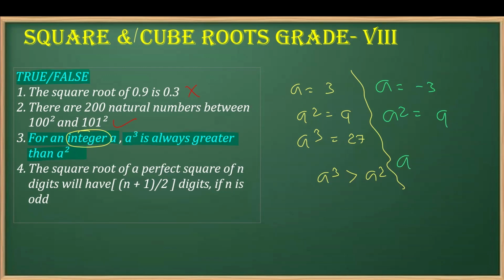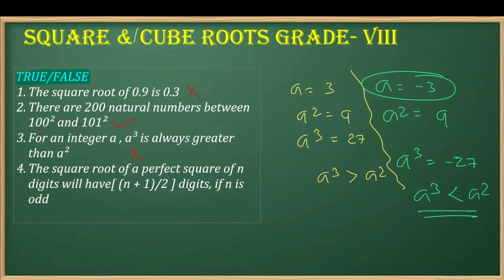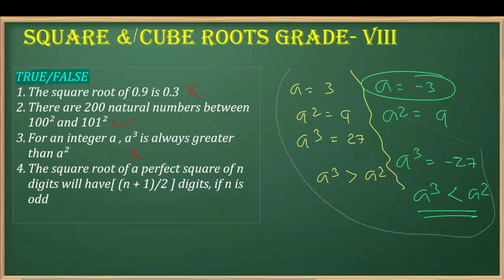But when I take a cube from here, right? So the cube of minus 3, for cube of negative, it is negative. Now check here, a cube, which is minus 27, is not greater. In fact, it is smaller than a square. It is smaller. So we'll say that as for that statement, this is a false statement. It should be written false for this part. Now checking for the last one.